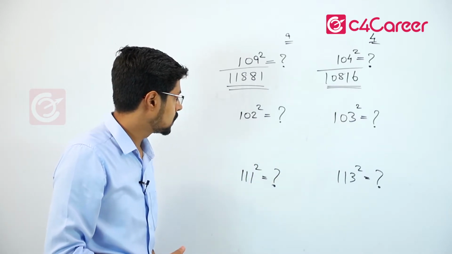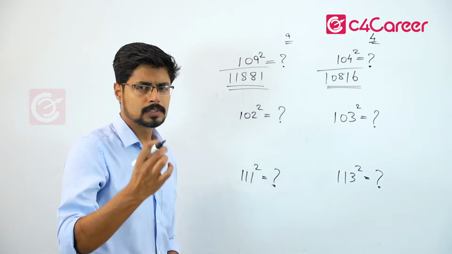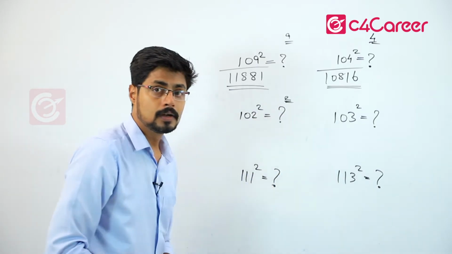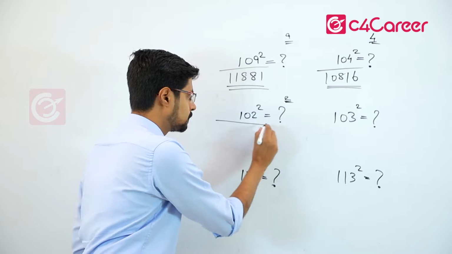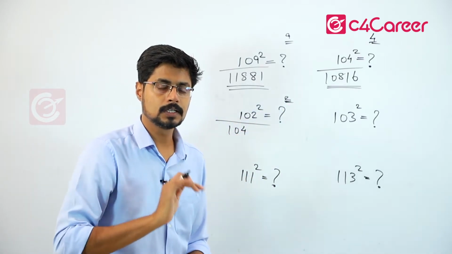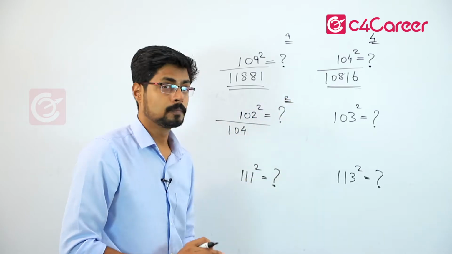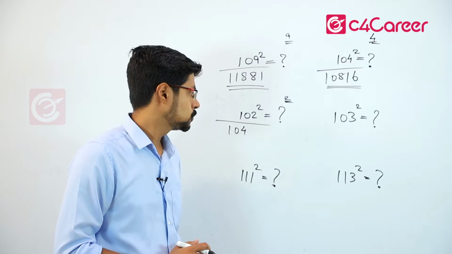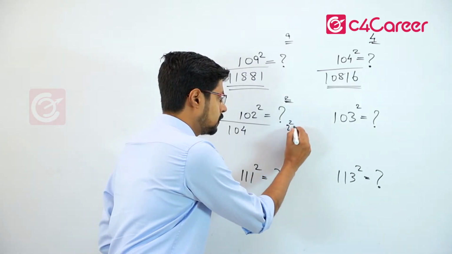Let's look at this one, 102 square. Now there's going to be a small change here. What is the difference from 100? The difference is going to be 2. What is the first part? 102 plus 2, that is 104. So the first part is clear. Now what is the second part? The second part is going to be 2 square. So that 2 square is equal to 4.